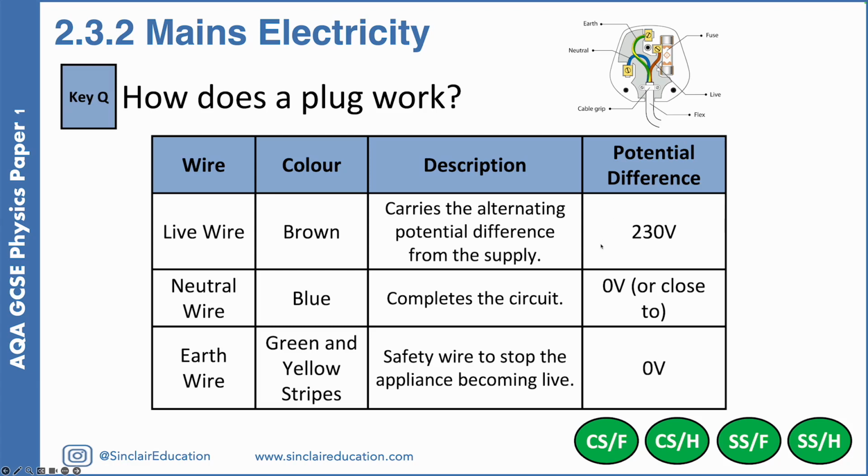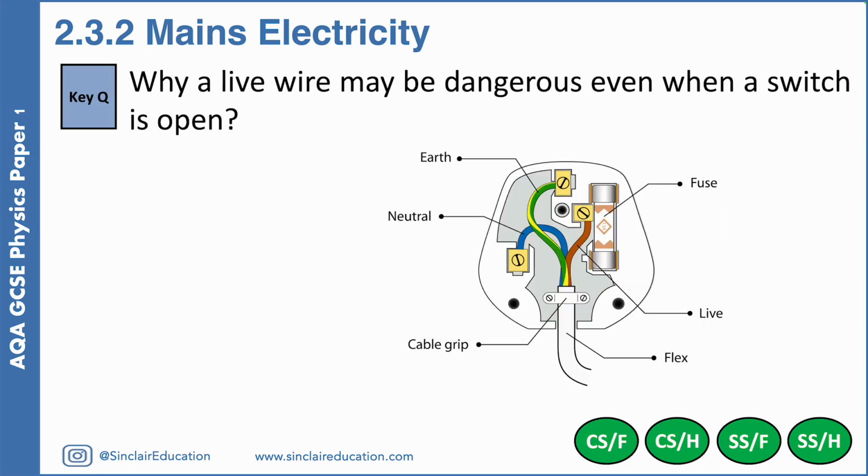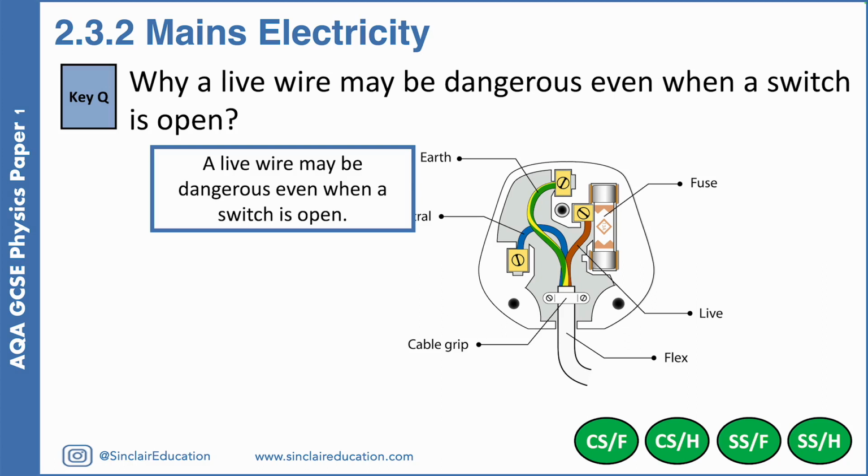Its potential difference should be 0 volts. There actually should be no current running through that wire at any time. The only time it does run through it is if there has been a fault in the circuit. So live wires, it's that idea that we always need to be wary of them. Even if the switch is open, they still have the potential to possibly cause harm.